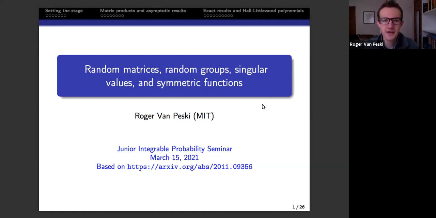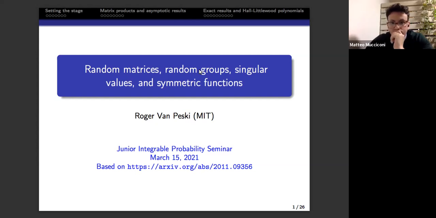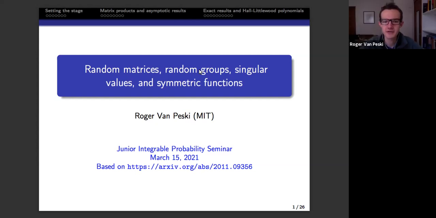So today I'm going to be telling a story which involves all four of these things in this title. The main player in this story is going to be p-adic random matrix theory, and we'll see that it relates also to random groups, that there are structural analogies with singular values of complex random matrices, and that you can study this whole business very nicely with symmetric functions.